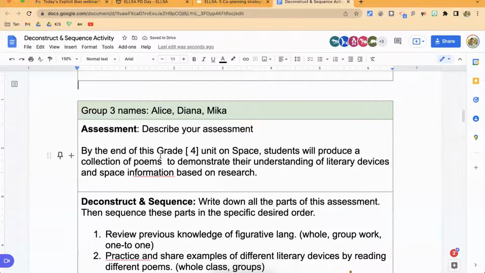By the end of this grade 4 unit of space, students will produce a collection of poems to demonstrate their understanding of literary devices and space information based on research. Just because they wrote this, I now know for the entire unit what I'm going to have to do. It's about space, the content. The product is a collection of poems. The skill is literary devices and research.